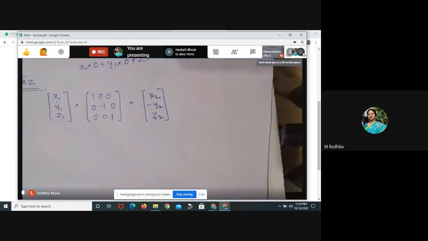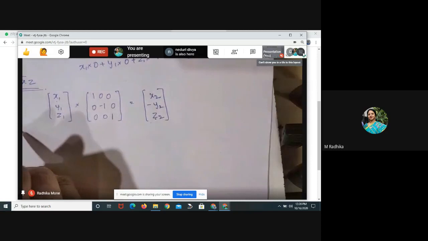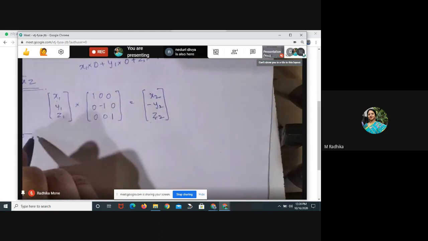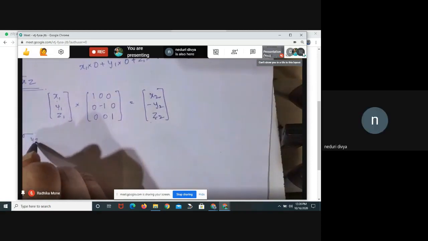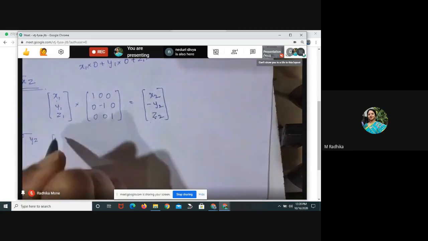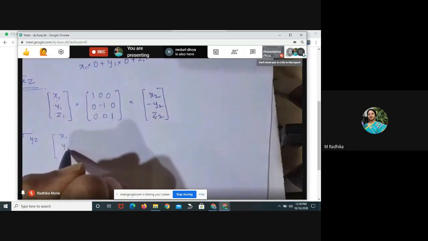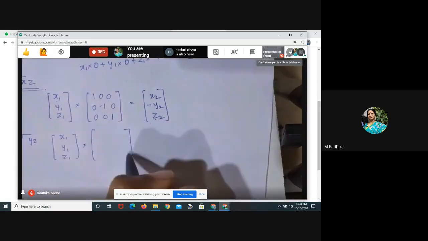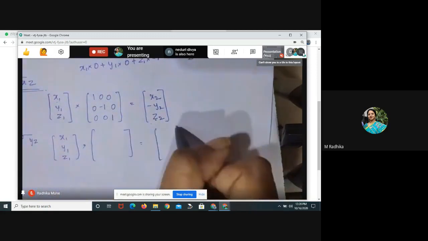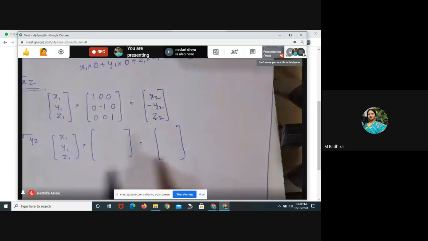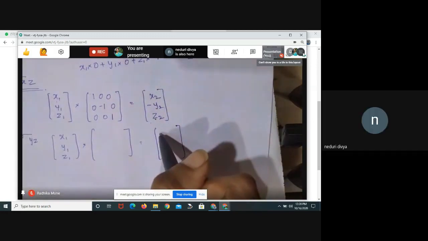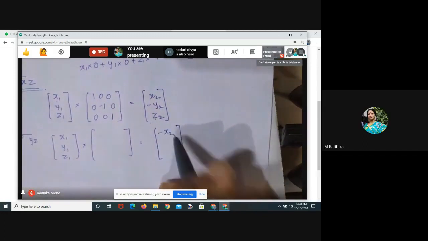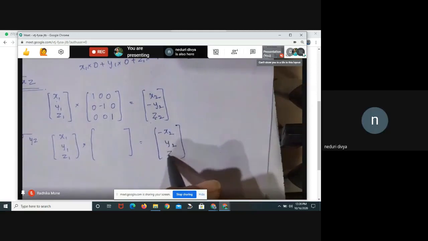Accepted? Yes, ma'am. Now will you take the next thing then? Sigma yz. So for this again, x1, y1, z1 multiplied with what matrix? And what should be the resultant matrix? If it is yz, I should get minus x2, y2, z2.